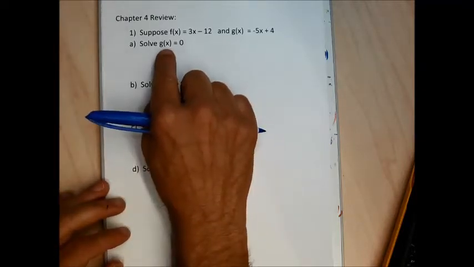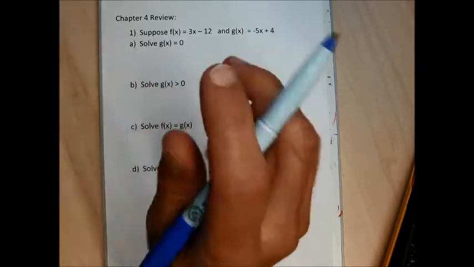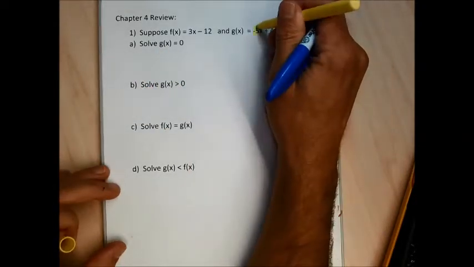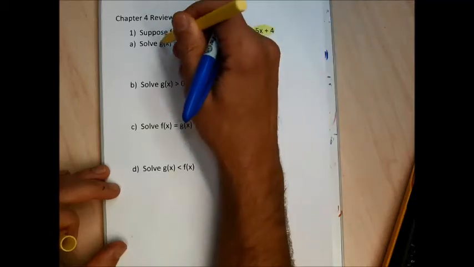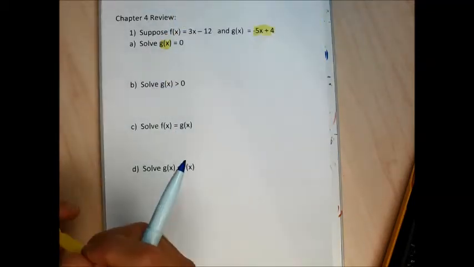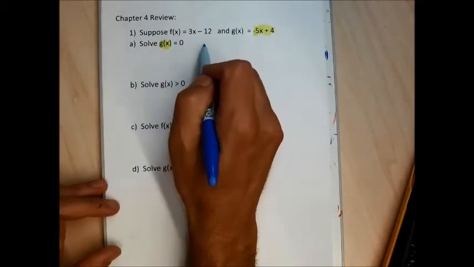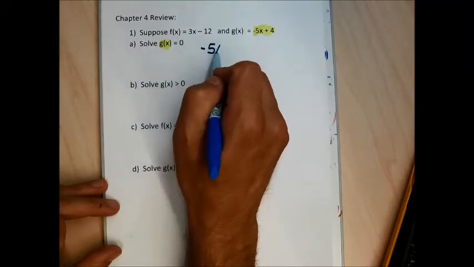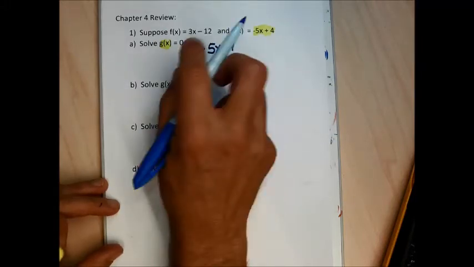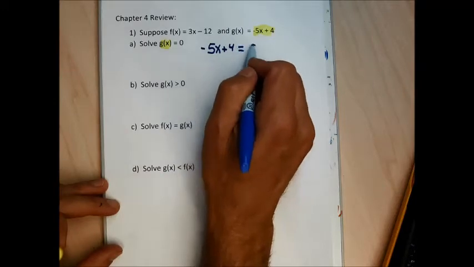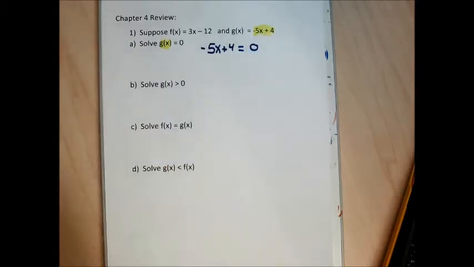Question 1a wants me to solve g of x equal to 0. That's real easy to do. I'm just going to take the g of x function and replace the right side of it with this g of x symbol. I'm going to get negative 5x plus 4 in place of the g of x symbol. And the rest of this question, equal to 0, is going to stay there. I'm going to solve for x.